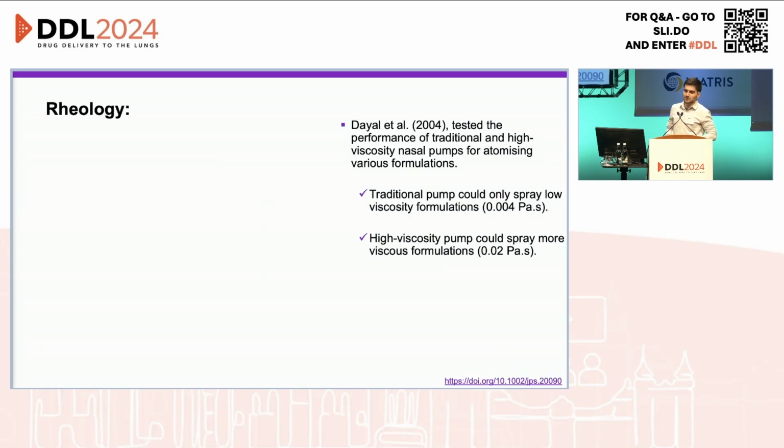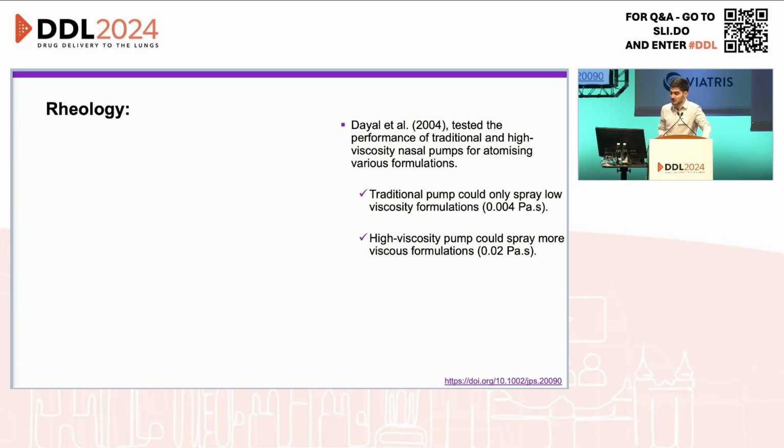Moving on to the results. So initially, rheology. This has been looked at previously, but Deyao et al. did a very good job. They looked at 2 different nasal pumps for spraying various viscosity of formulations. And what they found was that with the traditional nasal spray pumps, they were only able to spray low viscosity formulations in the region of 0.004 Pascal seconds. The high viscosity pump, on the other hand, improved it to 0.02 Pascal seconds.